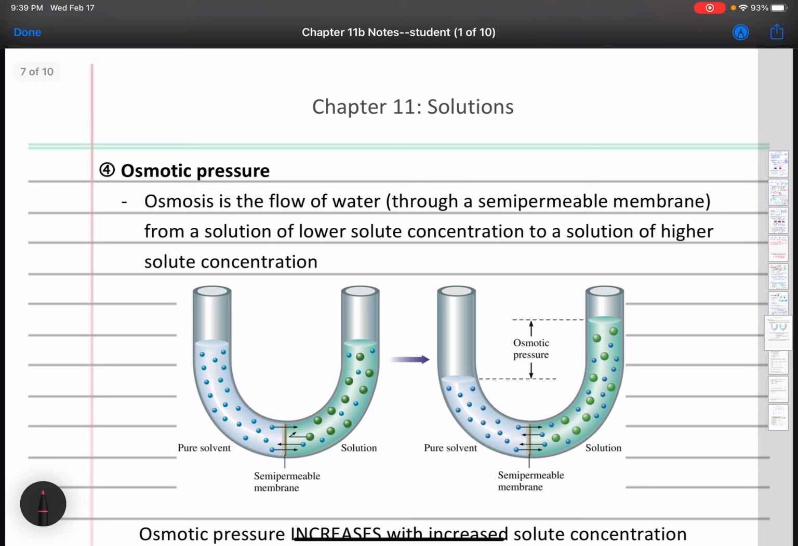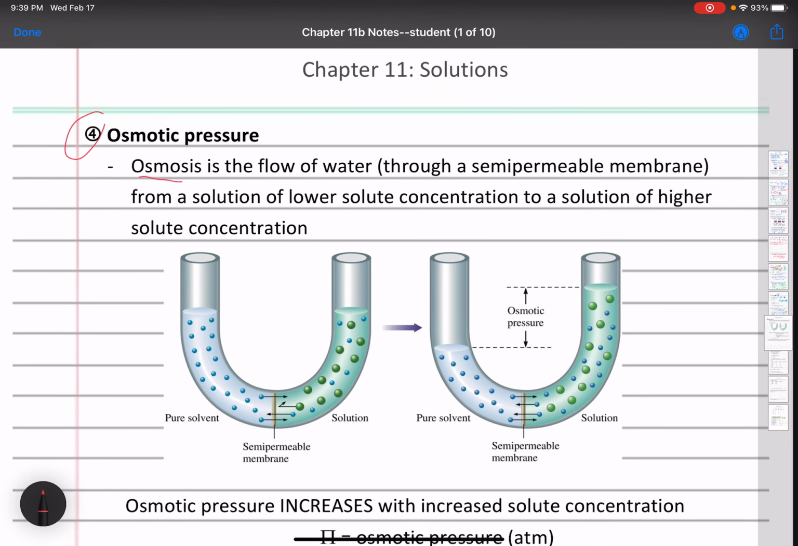So we've gone through three of the four colligative properties. The last one is osmotic pressure. The definition of osmosis is the flow of water through a semi-permeable membrane from a solution of low solute concentration to a solution of high solute concentration. I just gave you the definition of diffusion verbally. The one in here is correct. Osmosis is in some ways the opposite of diffusion. It's really the diffusion of water.